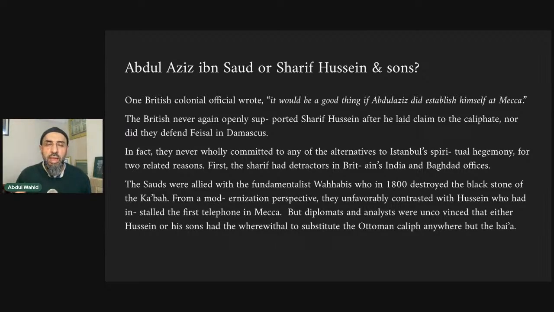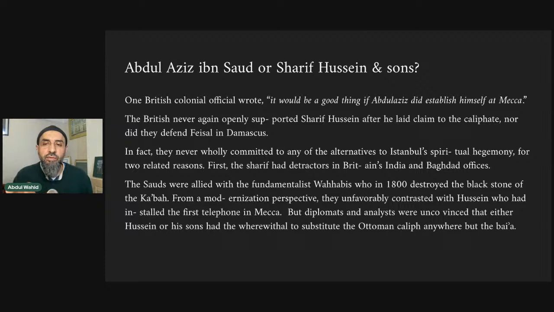And within the Hijaz and the Najd, the whole of the Arabian Peninsula, there was this rivalry between Abdul Aziz ibn Saud from the Najd region and Sharif Hussein from the Hijaz and his sons. And the British had backed both in World War I, and Ibn Saud before that as well. One British official wrote, it would be a good thing if Abdul Aziz had established himself in Mecca. After Sharif Hussein laid claim to the Khilafah, they didn't really try to support him openly. In fact, his son had been appointed king in Syria, and there was conflict with the French over that, so they didn't really defend Faisal, his son, in Damascus. They let him be overthrown, and later, as we'll see, appointed him as king of Iraq.